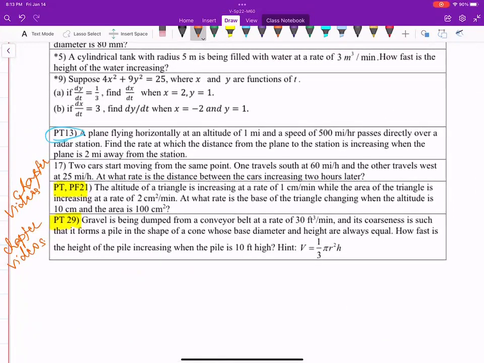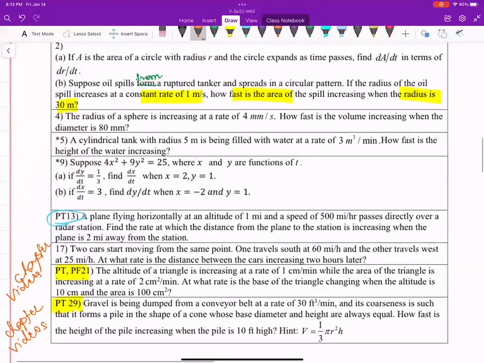And PTPF 21, practice exam, practice final, problem number 21 and 29 are done in the practice exam videos or the chapter videos. You can check them out. In this concept video, I have done these problems. Problem number 2 is done here. Then we did problem number 5, and we did problem number 13 in this video. This is called a concept video. See you guys for the next section, which is 310.